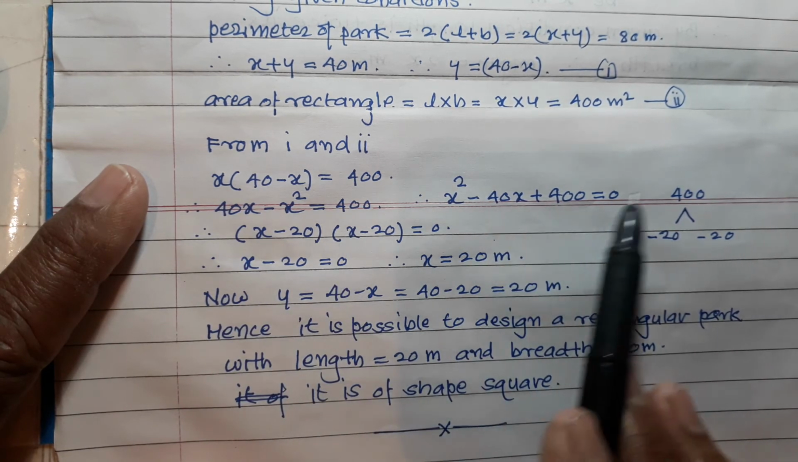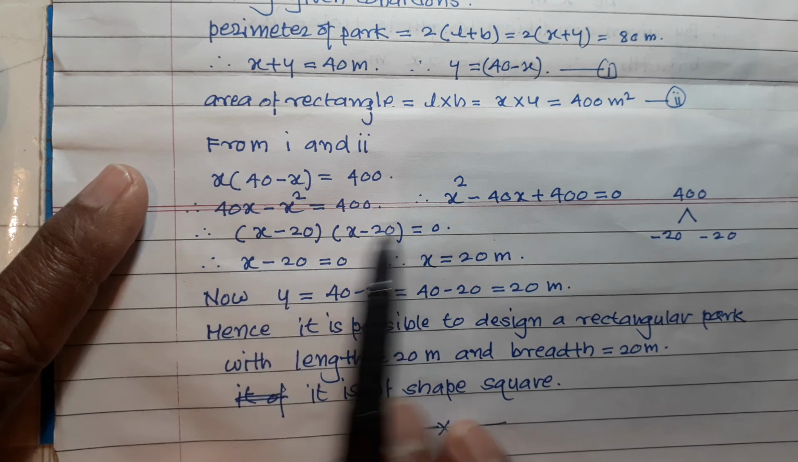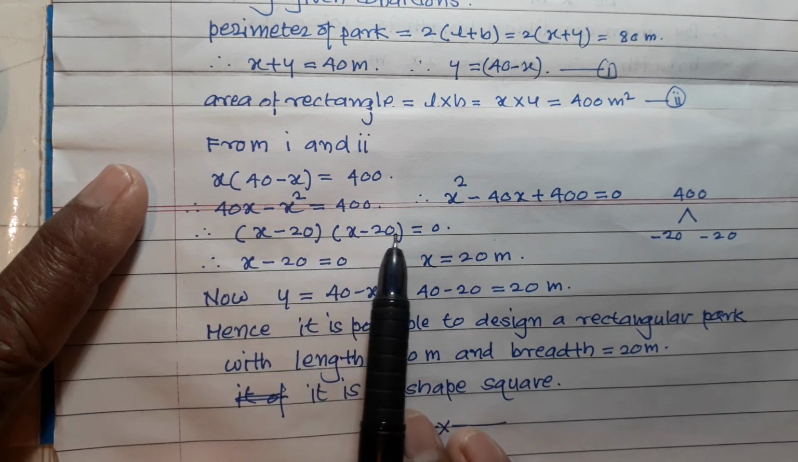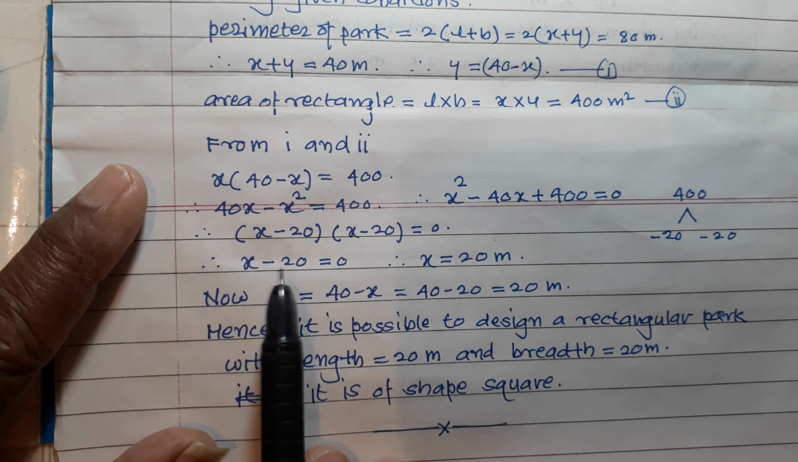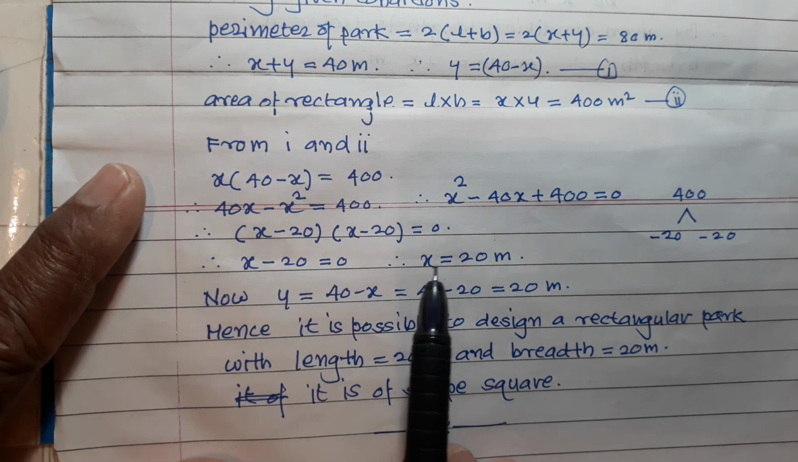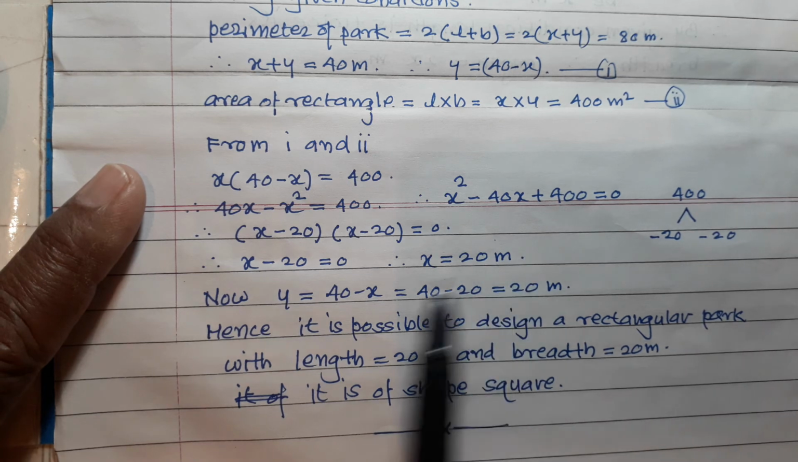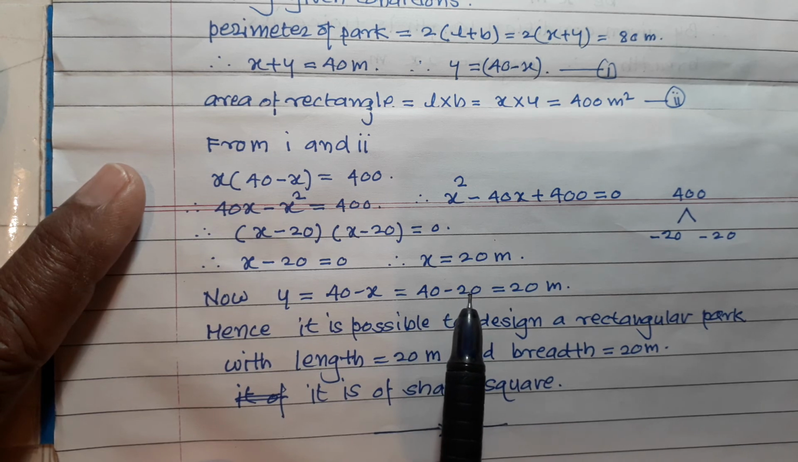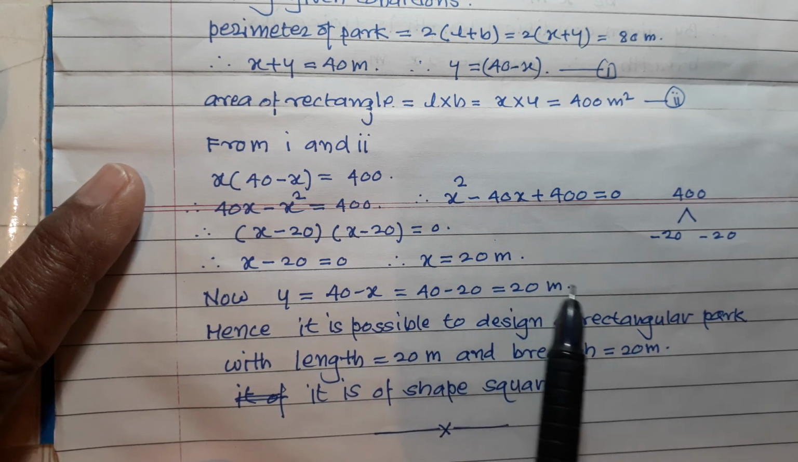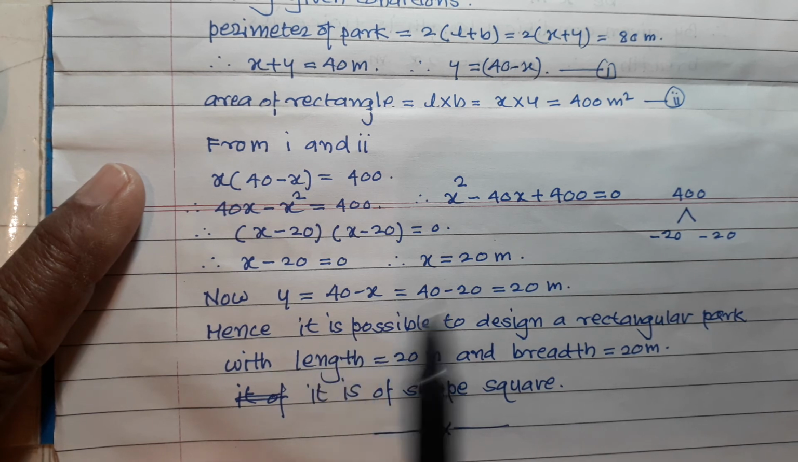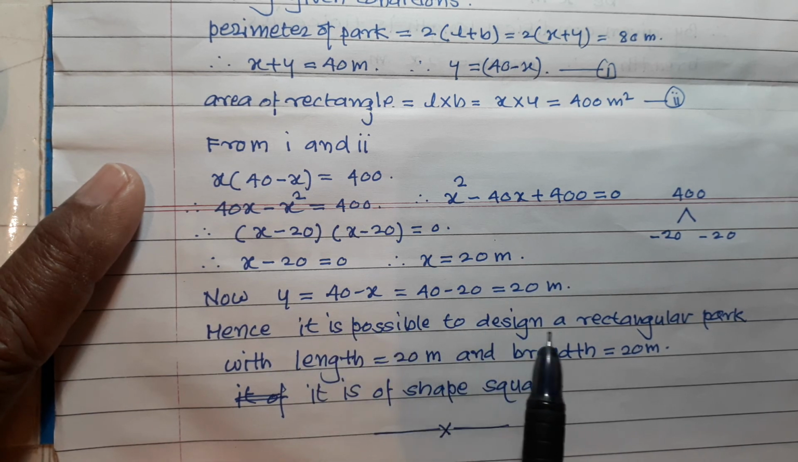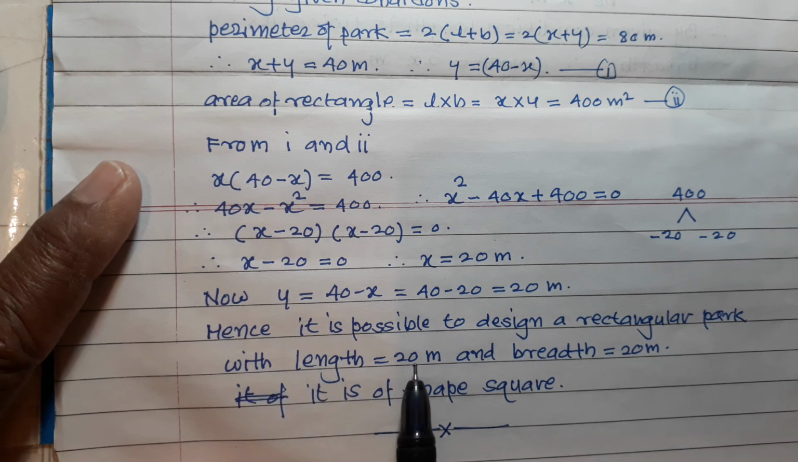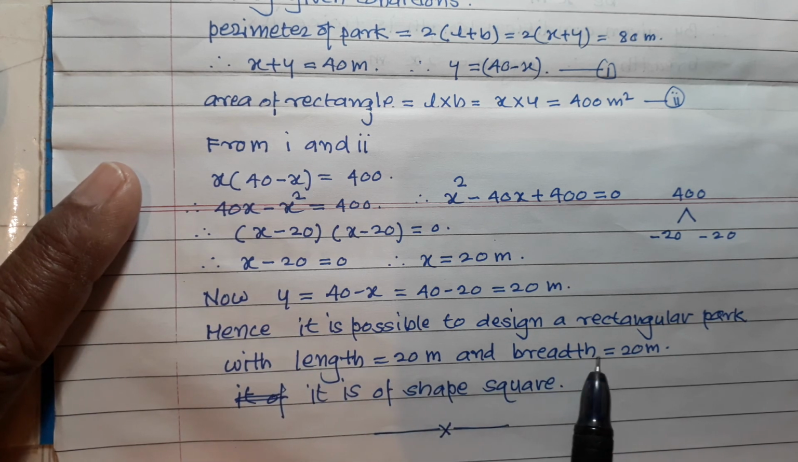Now you know how to solve this equation. So my factors are x minus 20 and x minus 20, equal to 0, and therefore x is equal to 20 meters. Now y is equal to 40 minus x, that is 40 minus 20, which is equal to 20 meters. Hence it is possible to design a rectangular park with length equal to 20 meters and breadth equal to 20 meters. So it is of what shape? Square.